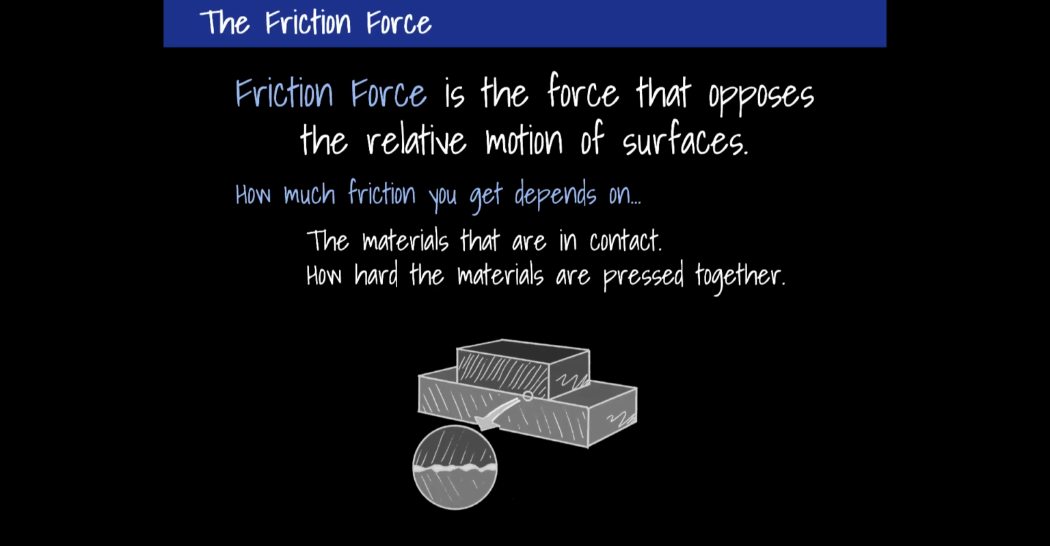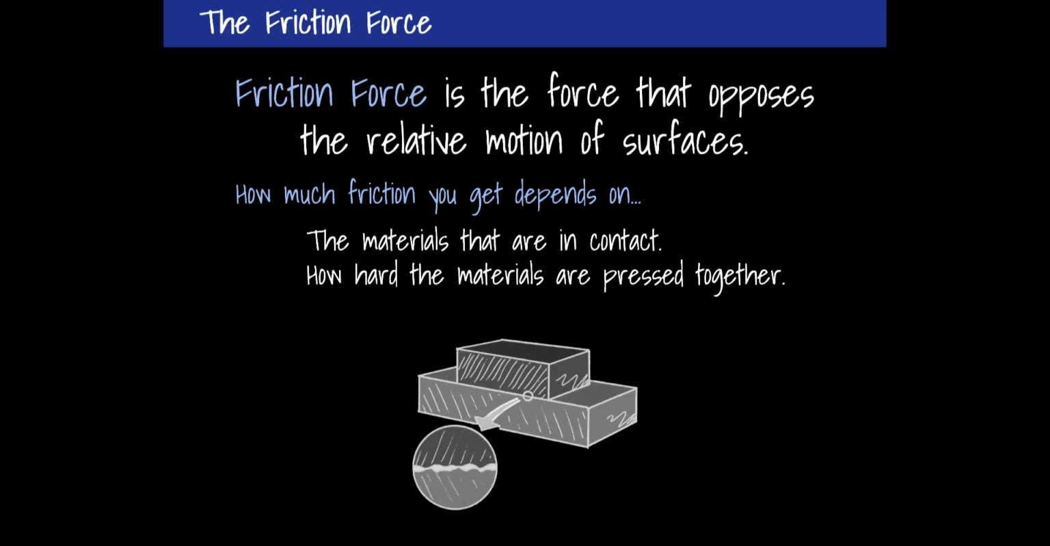Friction force is the force that opposes the relative motion of surfaces. It's when things slide against one another. Could be a car skidding to a stop. It could be a basketball player moving around on the basketball court.